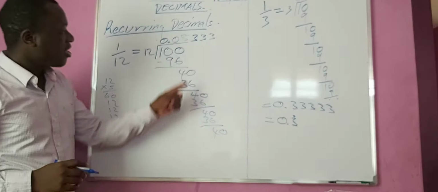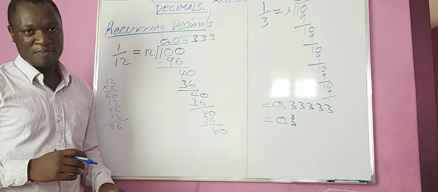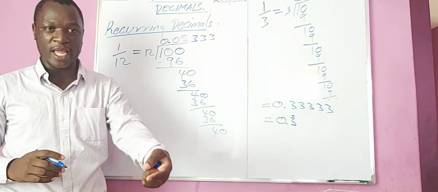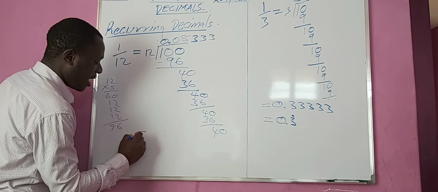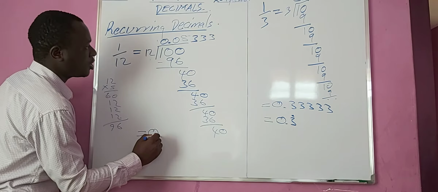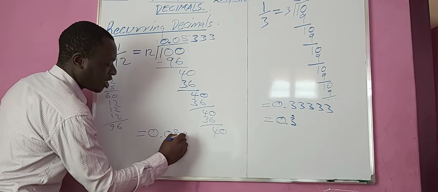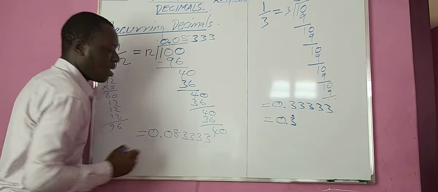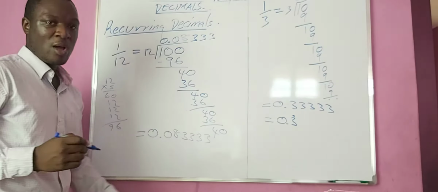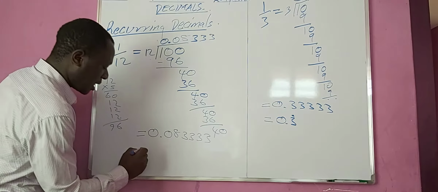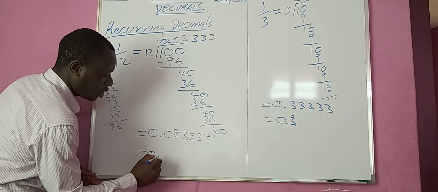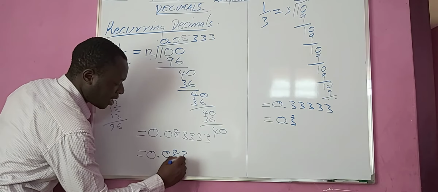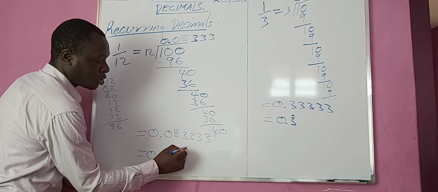That means 3 is a recurring number. It will not reach the end. So how do you write the answer? The answer will be 0.083333. But because you can't write so many 3's, we have just to write one 3. We shall write the answer as 0.083, then on top of 3, we put a dot.